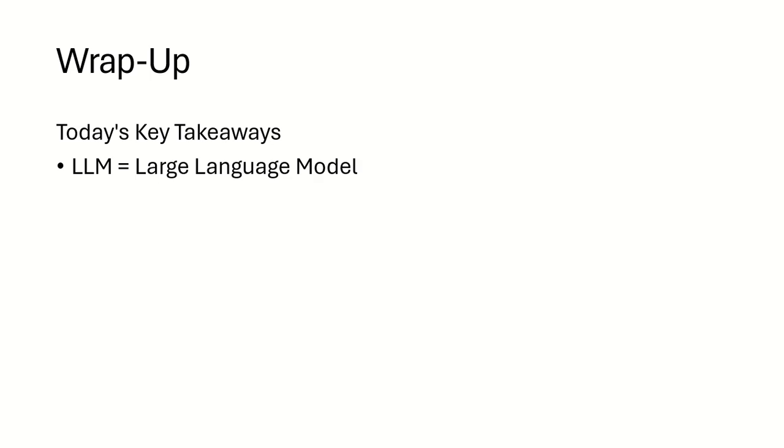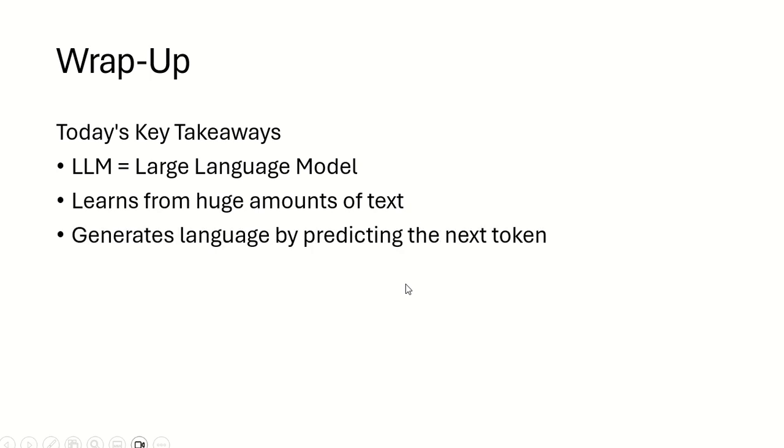Now, a very quick recap. A large language model is an AI model trained on massive amounts of text. Its main job is predicting the next token, which enables it to generate natural language. The technology powers tools like ChatGPT and many other AI assistants. The next lecture will start with one of the most fundamental concepts in LLMs.